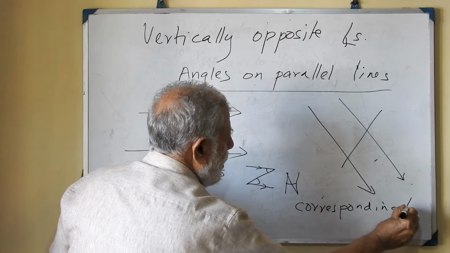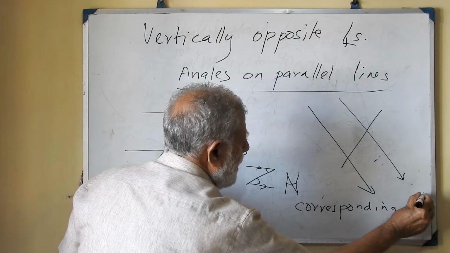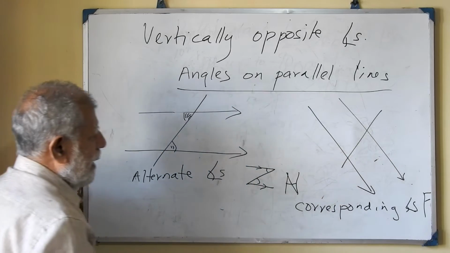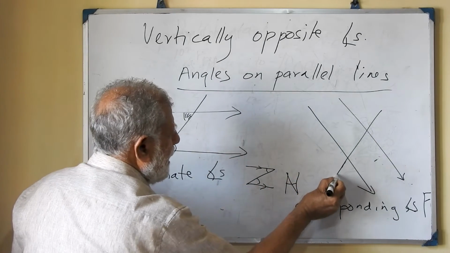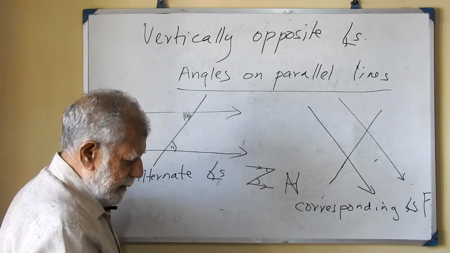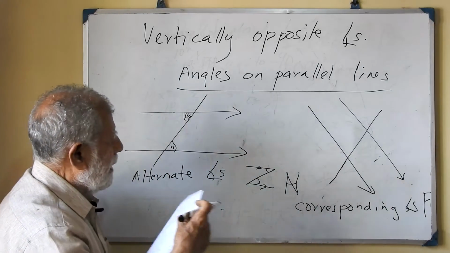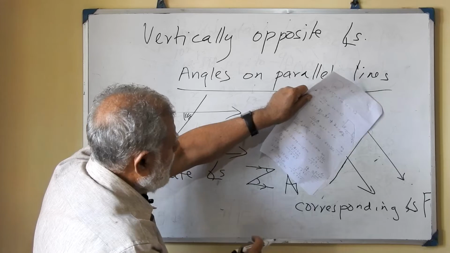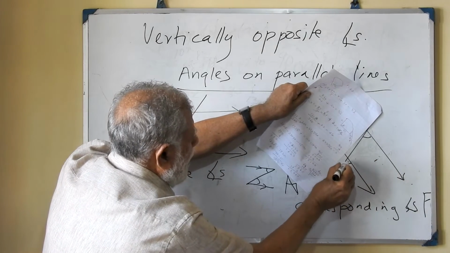Corresponding angles come with the letter F. How does the F come? Can you see? If we cover this one, you can see the letter F. Now this angle and this angle are corresponding angles.